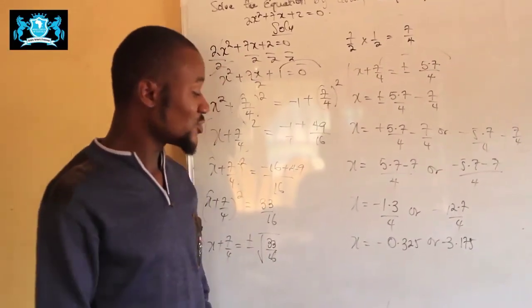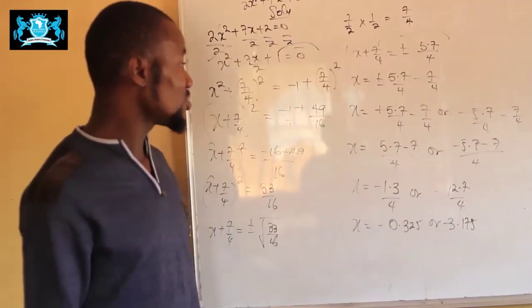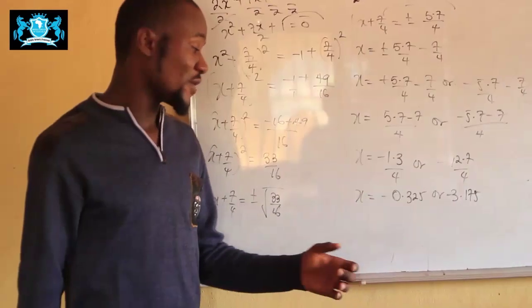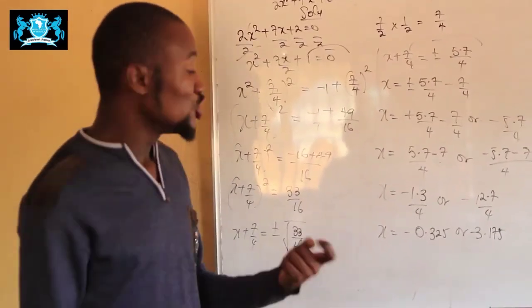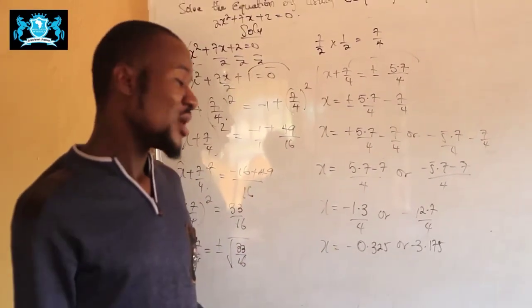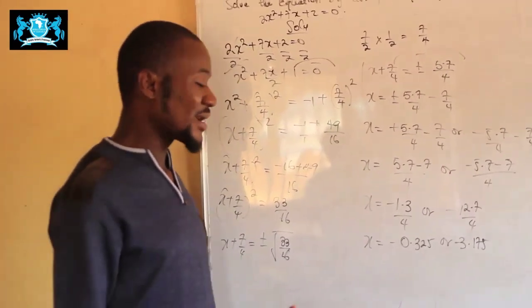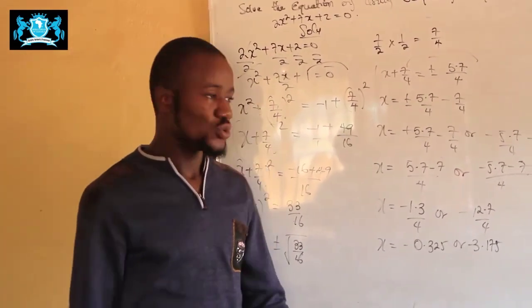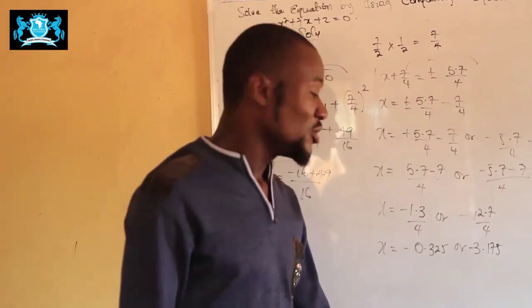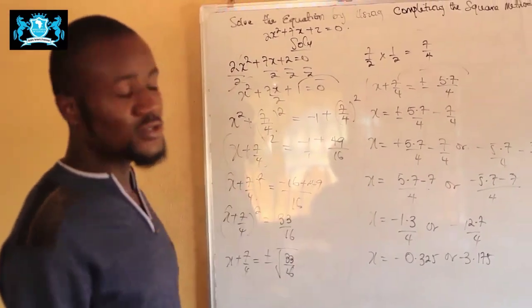Now don't be confused that two of them are carrying minus. There are some questions in quadratic equation when you solve them, all the answers will carry minus. Sometimes all the answers will carry plus, and sometimes some of the answers might carry plus and minus. So these are the cases you can see. So this is the end of this equation.